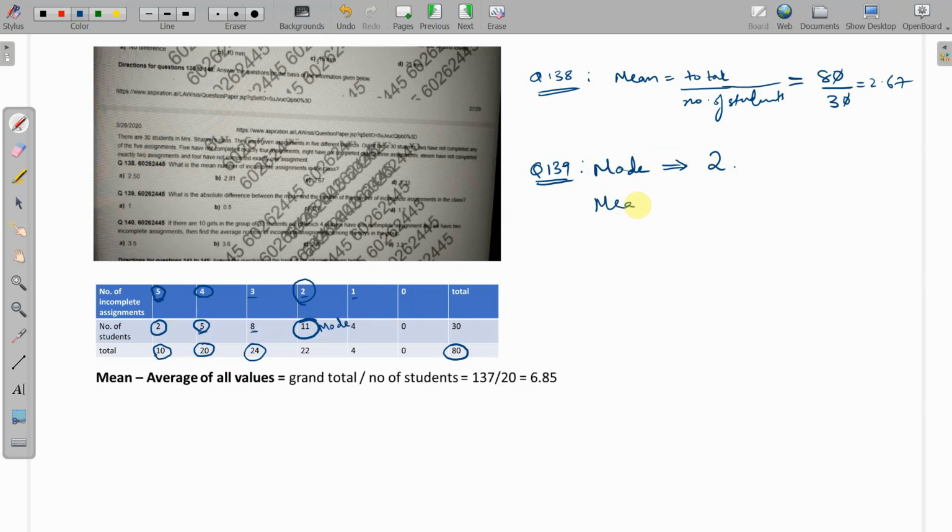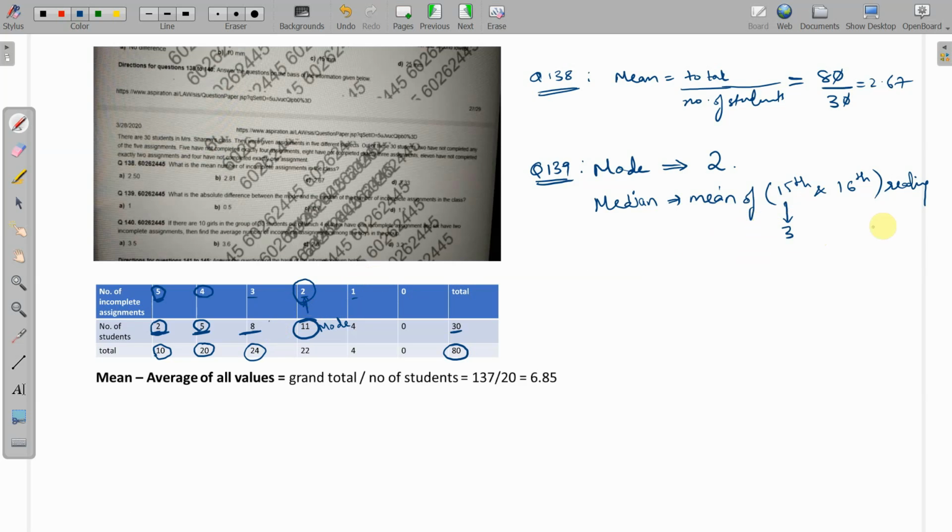And what would be the median? Again, how many readings do we have? We have 30 readings. 30 is divisible by 2. So the median would be equal to the mean of the 15th reading, since 30 divided by 2 is 15, and the 16th reading. So what would be the 15th reading? 2 readings over here, plus 5, 7 readings gone, plus 8, 15 readings gone. So here you'll get the 15th reading. So the 15th reading would actually be a 3. And when you take the next reading, that would be the 16th reading. So the 16th reading would be a 2.